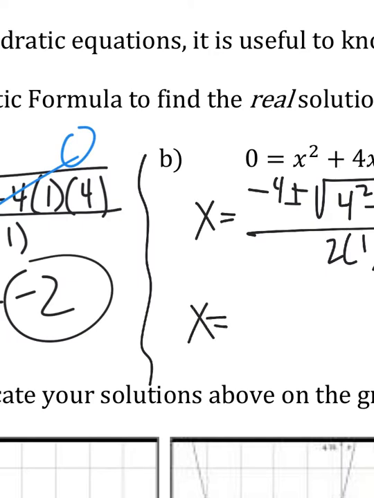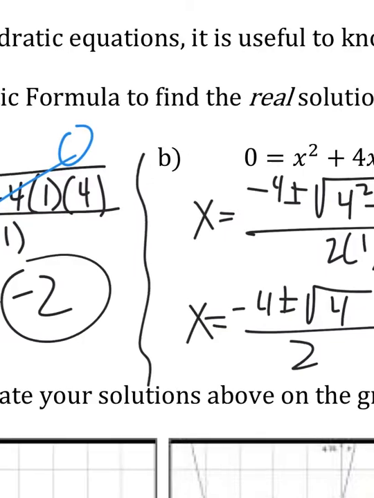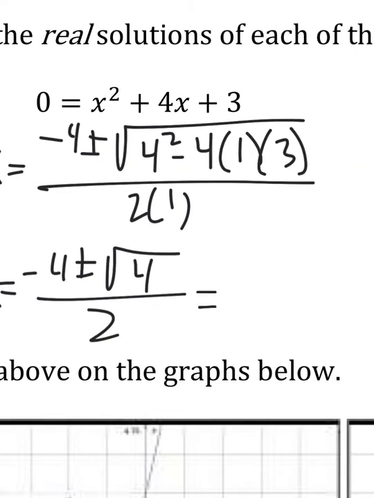What's the inside become? 2, 4, 6. Let's see. It's a 16 minus 12. 4, yeah. Okay. So negative 4 plus or minus the square root of 4. Ooh, that's a nice one, right? So that's negative 4 plus or minus 2.